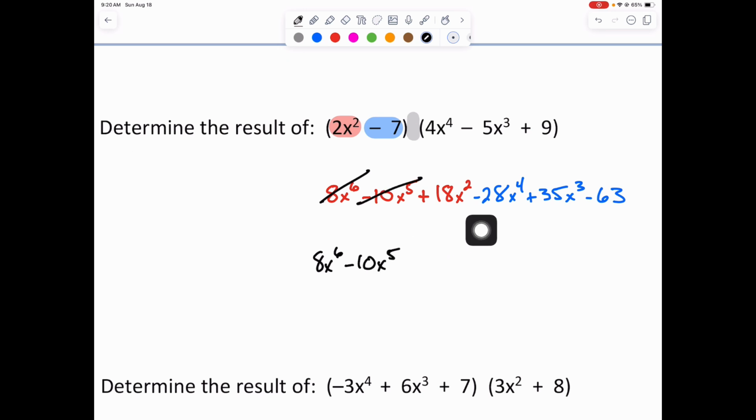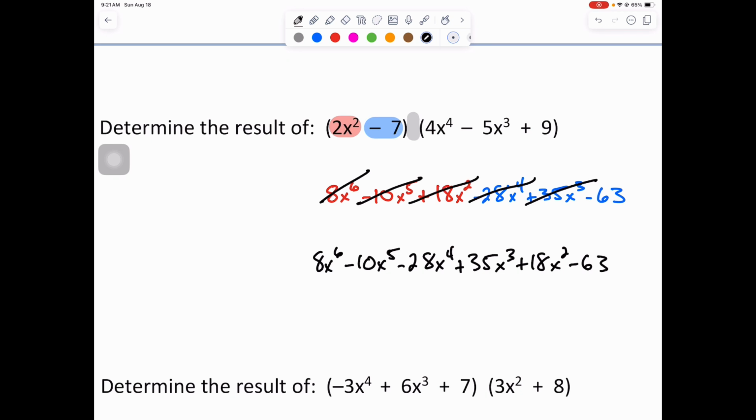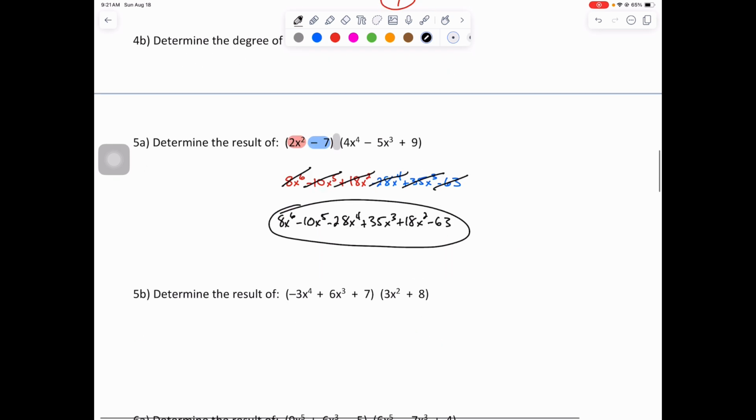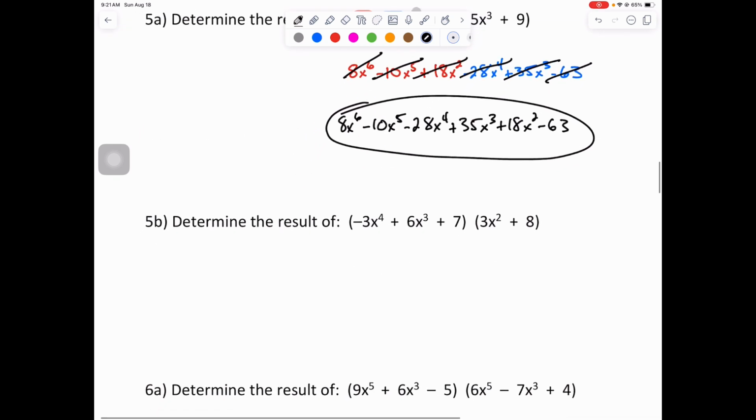Again, we're looking for that next greatest exponent, which is to the 4th. Negative 28x to the 4th, so minus 28x to the 4th. Then we will go with the 3, the plus 35x cubed, get rid of it, plus 18x squared, minus 63. All right, that's just in case you're looking at a standardized test and it's a little disorganized. Put it in order, circle the answer. All right, 5B.